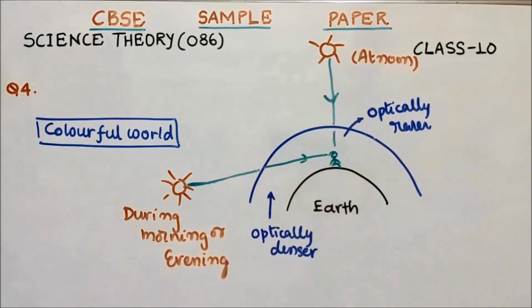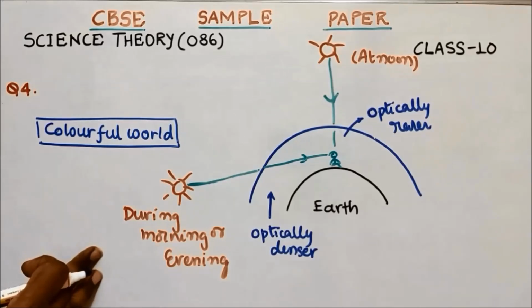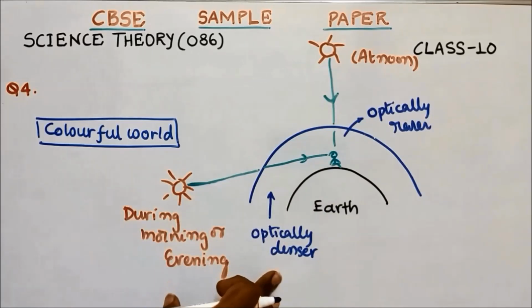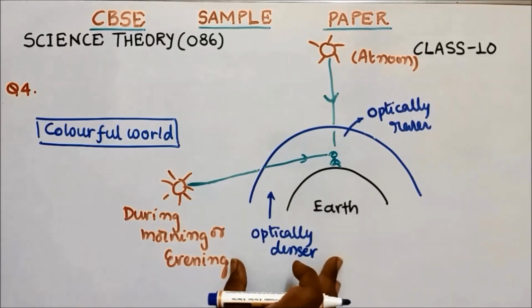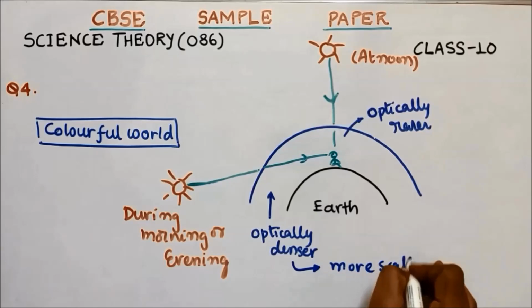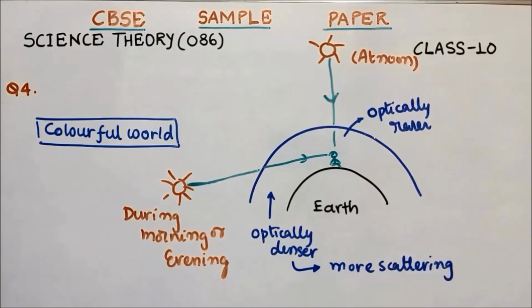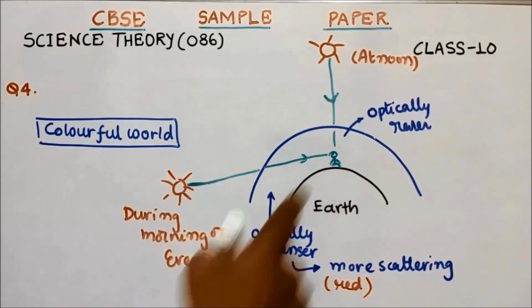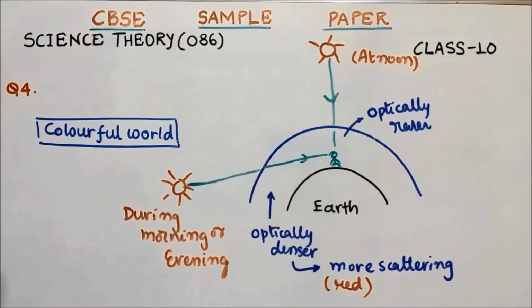By considering these 2 points, when the sun is at the horizon, the light has to travel a larger distance and has to pass through an optically denser atmosphere, because of which it undergoes more scattering. As a result, all the colors except those having the higher wavelength, like red and nearby colors, get scattered out, and only the red color reaches the eye of the observer. So for him, the sun appears red.